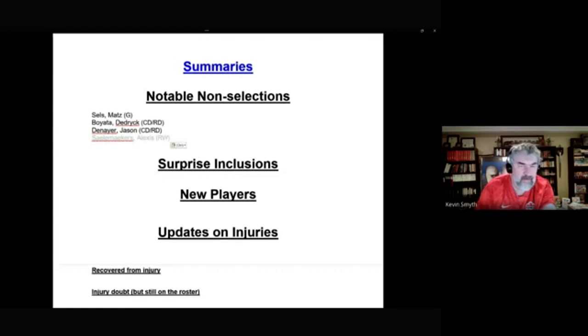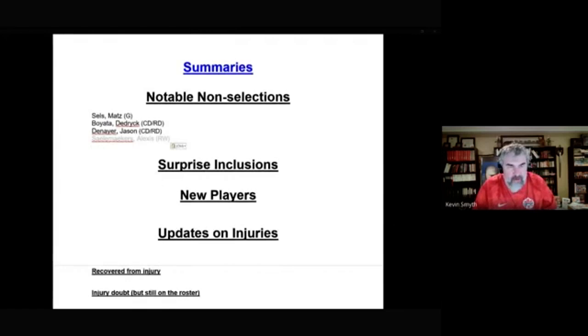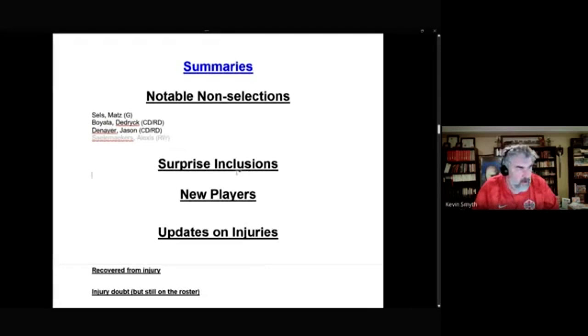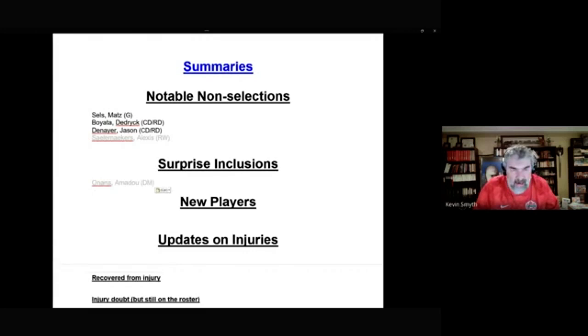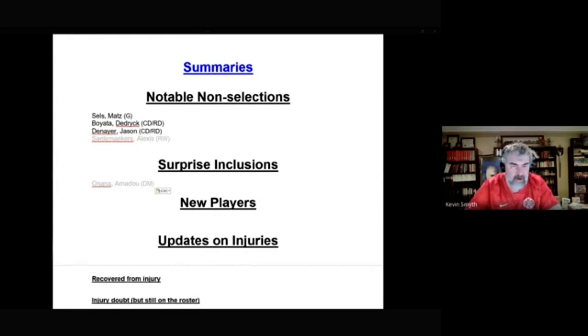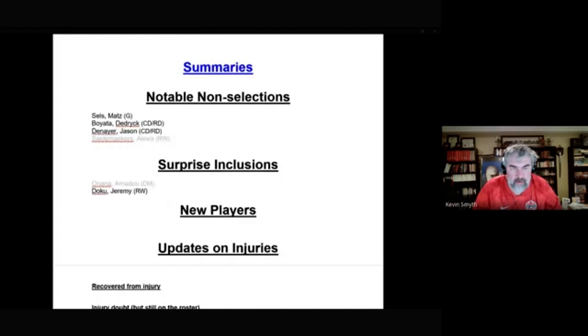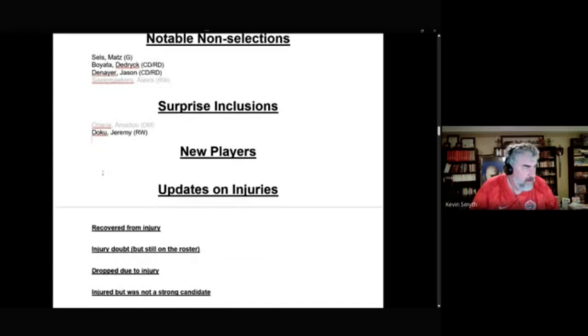Now, the next summary is surprise inclusions. So these would be possible but unlikely or seemingly off-the-squad players who were selected. The first one is Amadou Onana, the defensive midfielder, and also Jeremy Doku. And I feel good about this one because we kind of felt he had done well in the Euro Cup and were wondering why he hadn't been selected after. I'm personally happy to see him back because he made a good impression on me there.